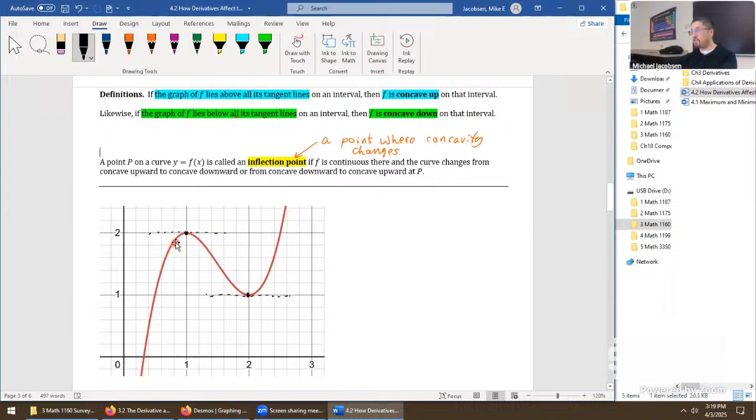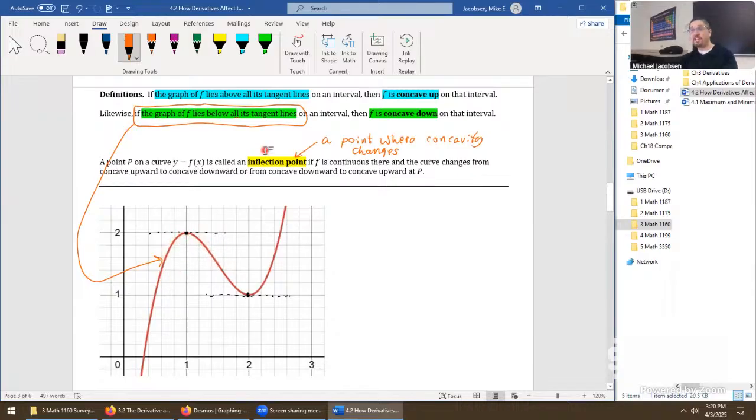On this part of the curve, does it look concave up or concave down? Anyone see the difference? Good call from the class. This looks like concave down, and that's because of the part where it says the graph of f lies below all its tangents. That's what's happening right here. I only drew one tangent, but the graph is clearly below that tangent.